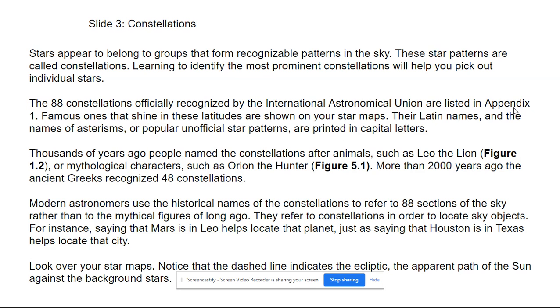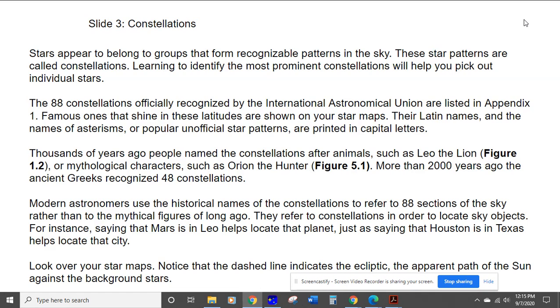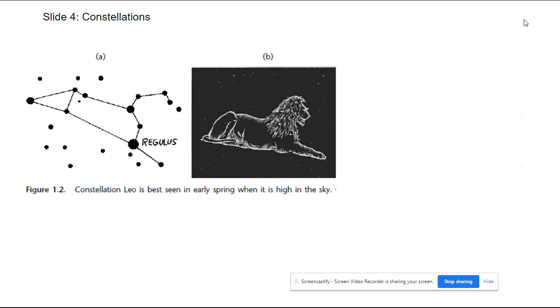Okay. Slide 3 here. We'll let you go ahead and read this here. Okay. Here's slide 4. This is the constellations here. This is Leo. This is what the group of stars look like. And here's Leo the lion.